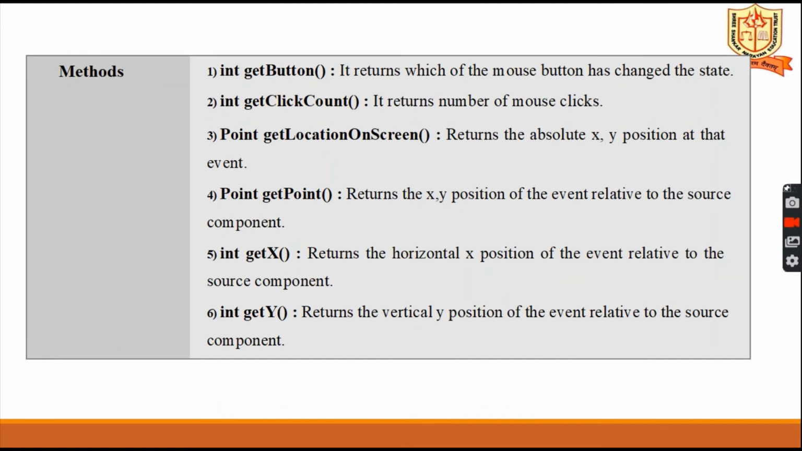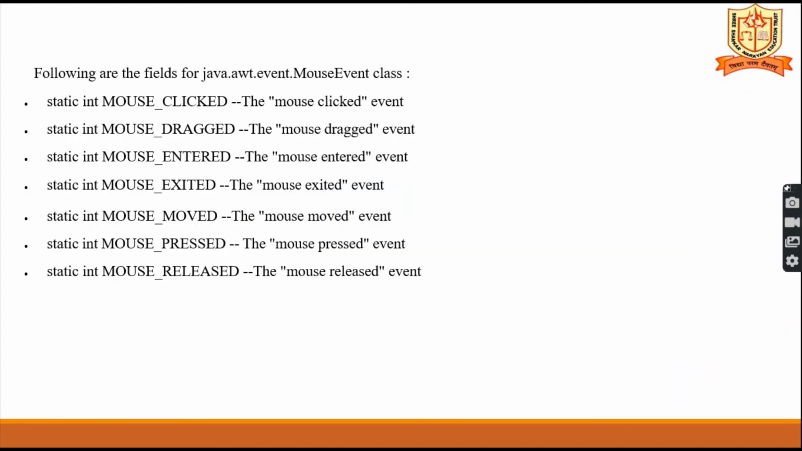Next, the methods in the mouse event are getButton, which returns which of the mouse buttons has changed state. getClickCount returns the number of mouse clicks. getLocationOnScreen returns the absolute X and Y position of the event. getPoint returns the X, Y position of the event relative to the source component. getX returns the horizontal X position of the event relative to the source component. getY returns the vertical position of the event relative to the source component.